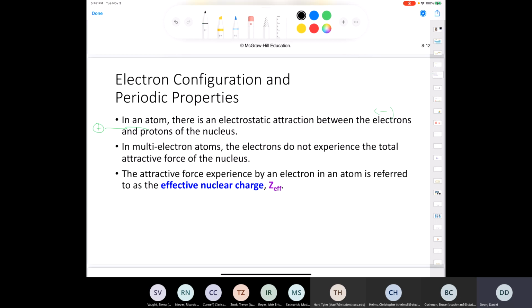If you think about the lithium element, lithium is element number 3. So in the nucleus of lithium, there are 3 protons. Maybe we could put +1, +1, and +1. There's the nucleus of a lithium atom.